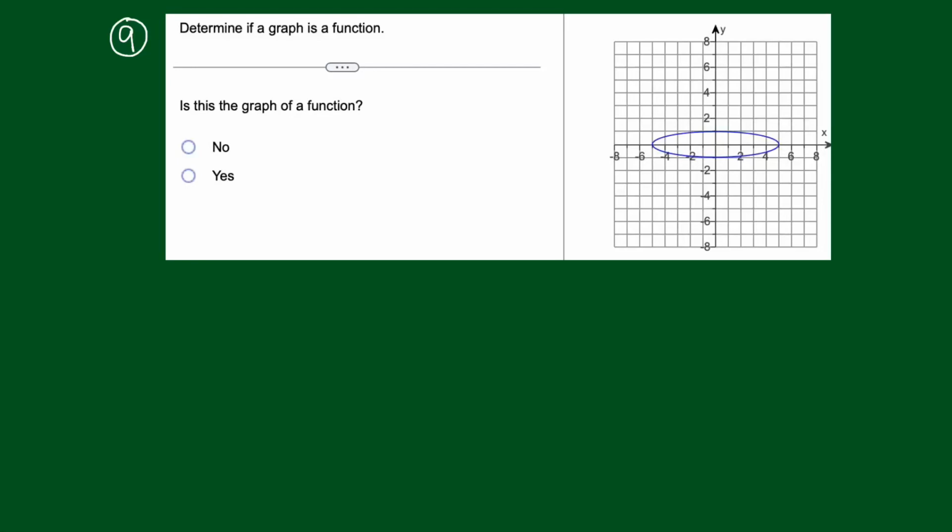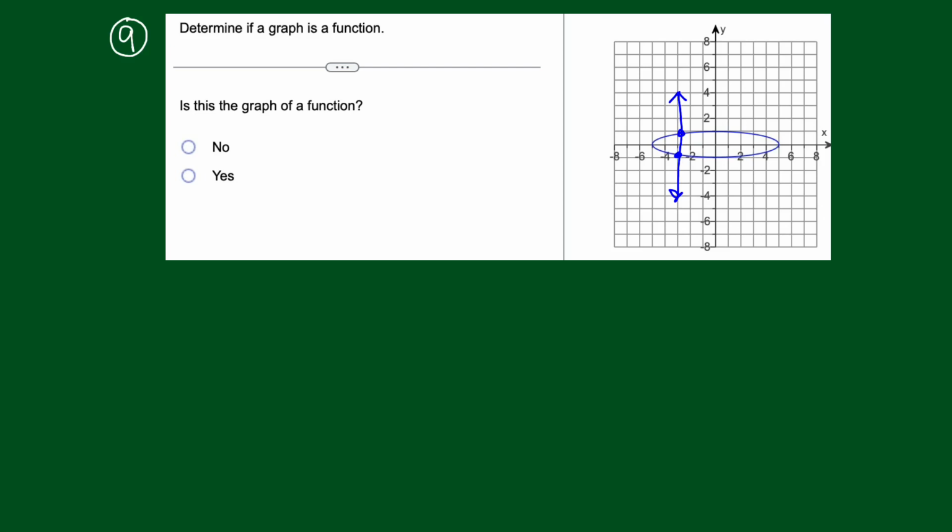What do you think? Does this graph represent a function? I'm going to say no, because I'm going to apply the vertical line test, and the vertical line test says if anywhere in the graph you can pass a vertical line through the graph, if it hits it in more than one place, it is not a function. And this vertical line hits the graph in two places, right here and right here.